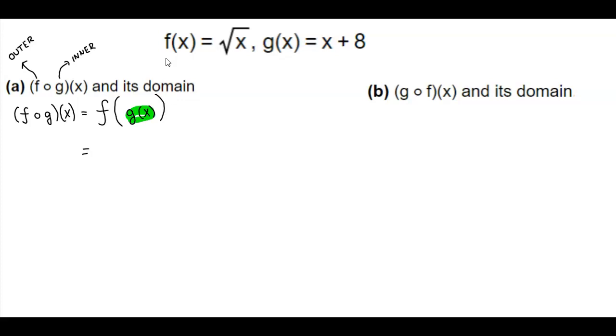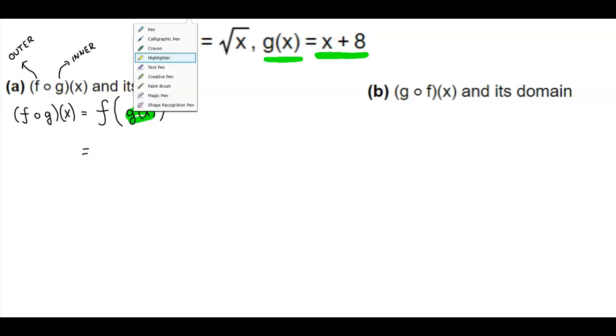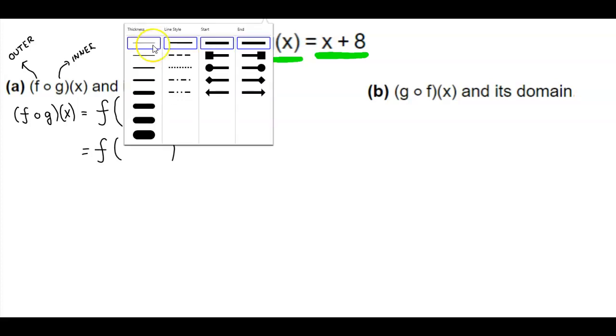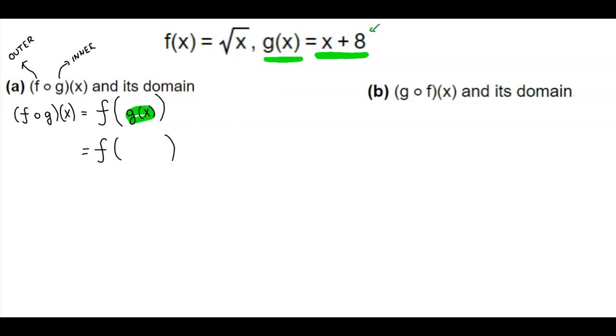That means this function right here is going to be the input, because that's what g of x is equal to. So now we're going to replace g of x with the inner function. And that inner function, again, is x plus 8. And so now this x plus 8 becomes the input for the function f.